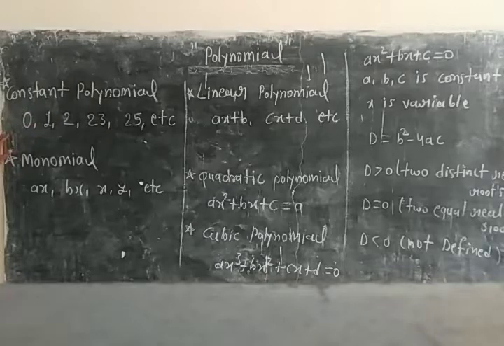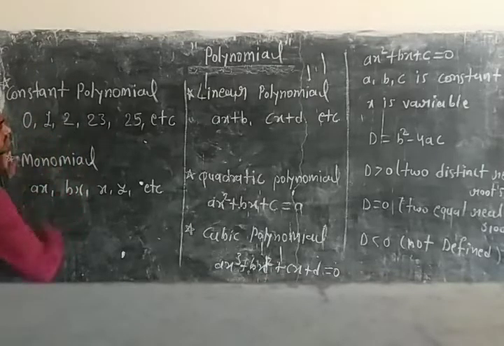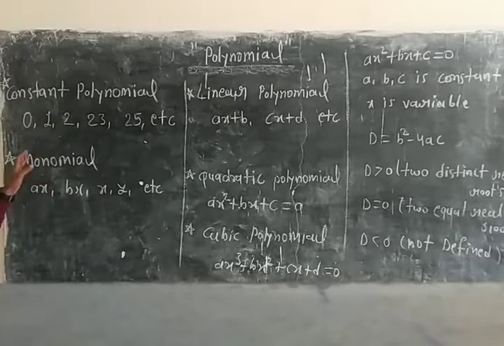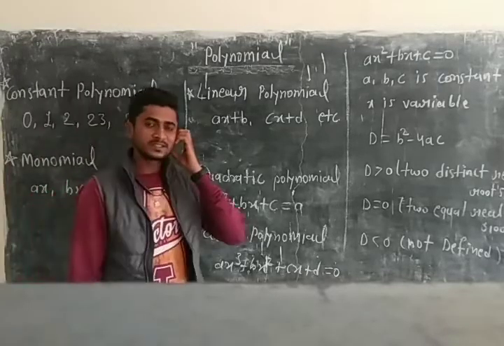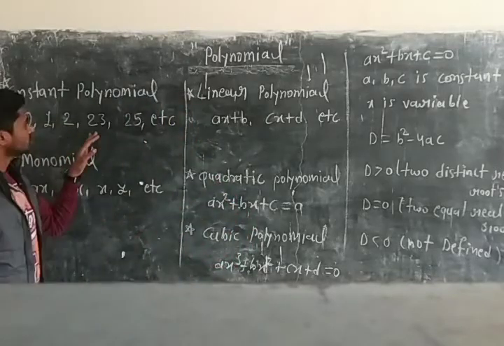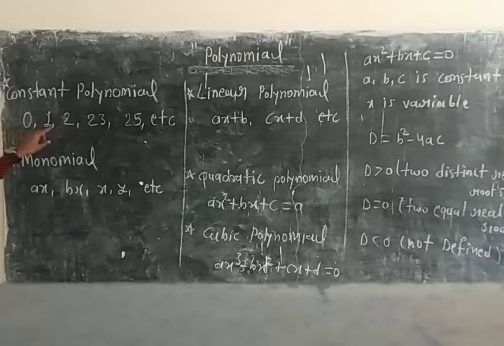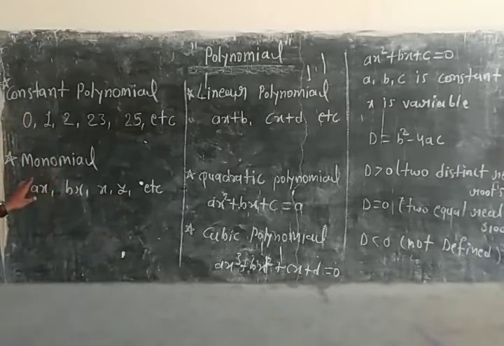In a constant polynomial, as you can see over there, numbers and digits are present. We are taking numbers and digits in a constant polynomial. The value of a constant polynomial can't change. So these are examples of constant polynomials: 0, 1, 2, 23, 25. The degree of 0 is not defined. After that, monomial.